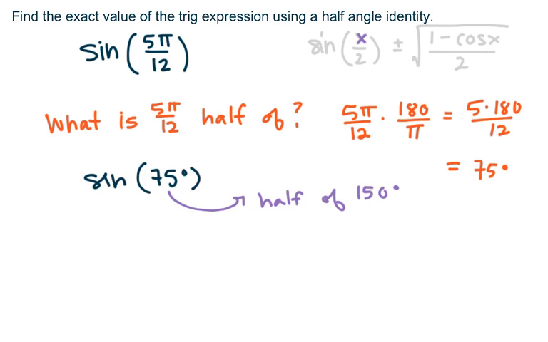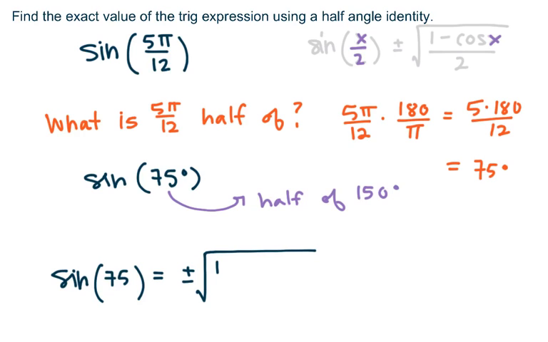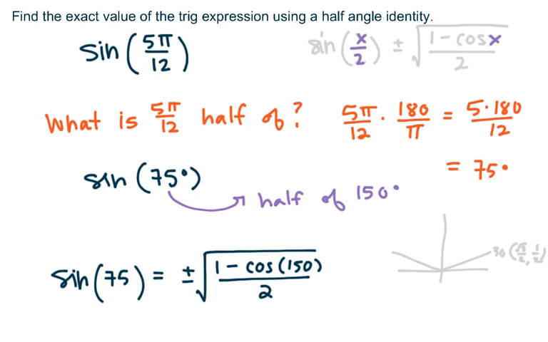So I'm going to let my half value, x over 2, be 75, and x is going to be that 150. So the way we would write this is to say sine of 75, because that's my x over 2, is plus or minus the square root of 1 minus the cosine of 150 over 2. So we just need to calculate cosine of 150. Cosine of 150, thinking about our unit circle, 150 is reflective with my 30 degrees, and my values are going to be root 3 over 2, 1/2. So this would be negative root 3 over 2, positive 1/2.